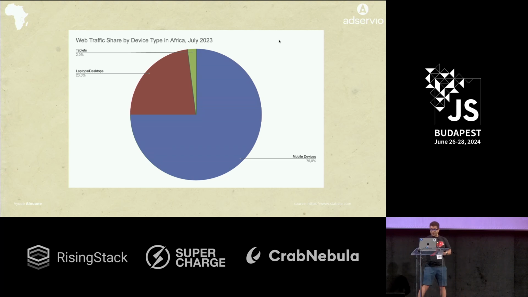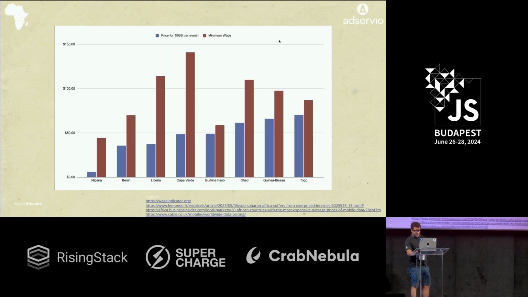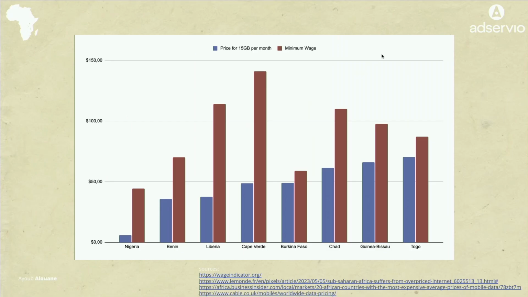So here, for example, I have another stats that show the price for 15 gigabytes per month of internet. When I'm talking about 15 gigabytes of internet, I'm talking about someone who will watch 1 hour video of YouTube each day with the quality of 480p, okay? So if you watch 1 hour per day in YouTube with the quality of 480p, you will consume in a month 15 gigabytes of internet.